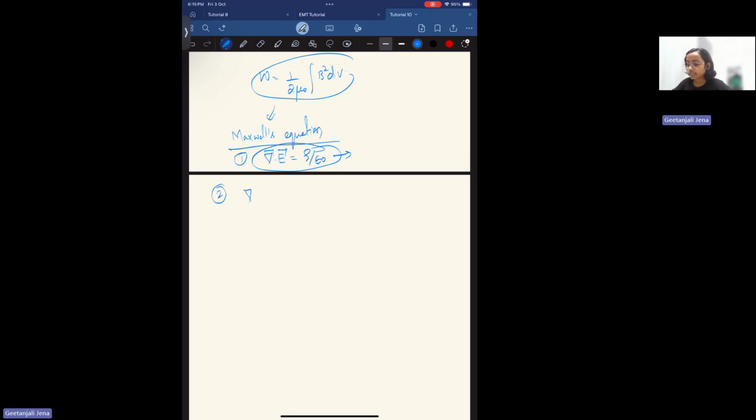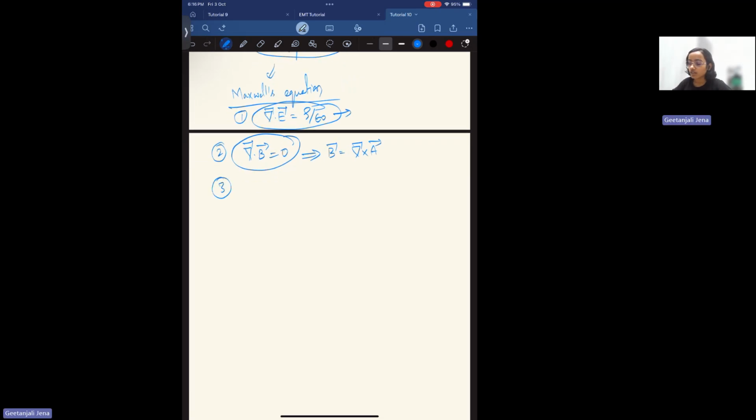For the second one, it basically tells that a magnetic monopole doesn't exist. So whenever you have a north pole, you will also get a south pole. So divergence of B is zero. And one thing we deduce from here is that B can be written as the curl of some vector potential.